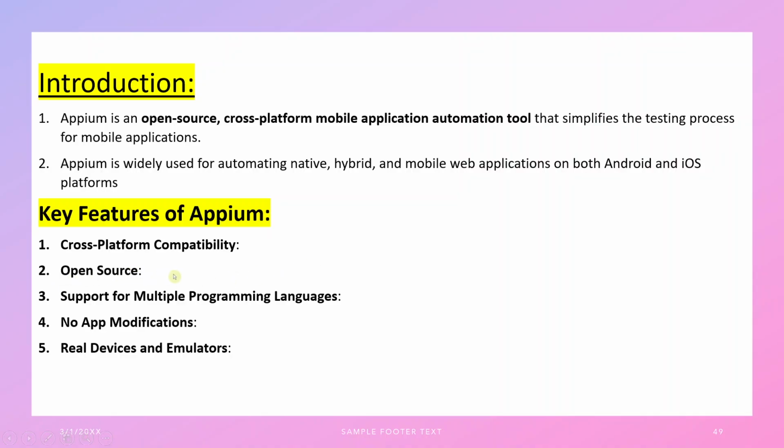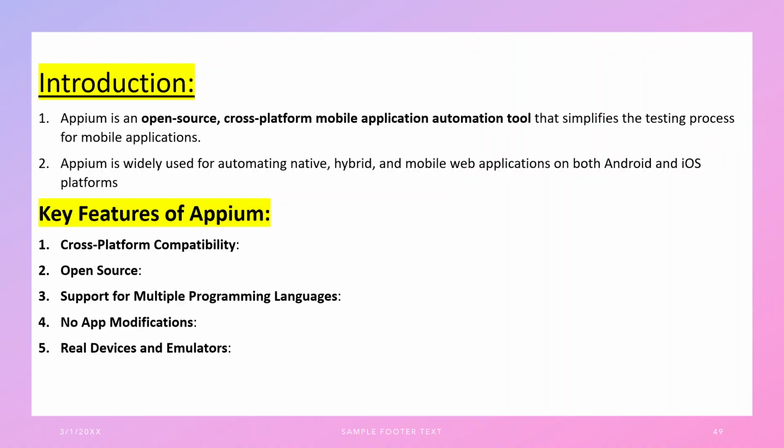APM is freely available to the developer community, that is our automation testers, with regular updates. We don't need any licensing, so it is open source and free of cost. It also supports multiple programming languages. As of now, APM supports Java, Python, Ruby, and JavaScript.